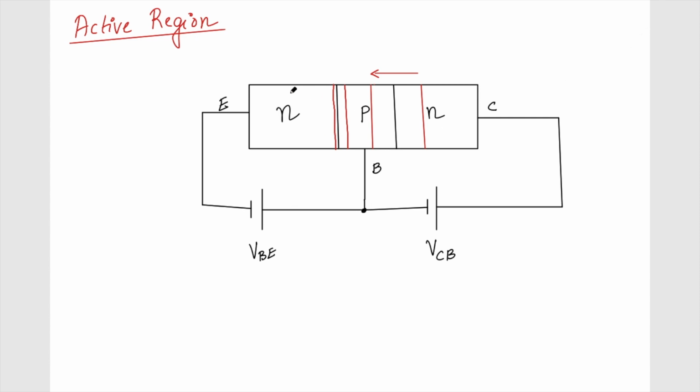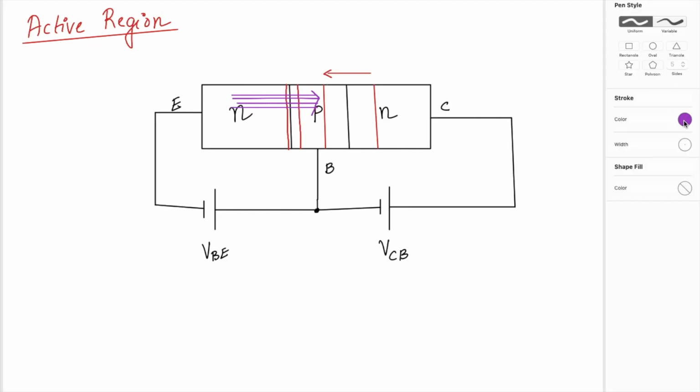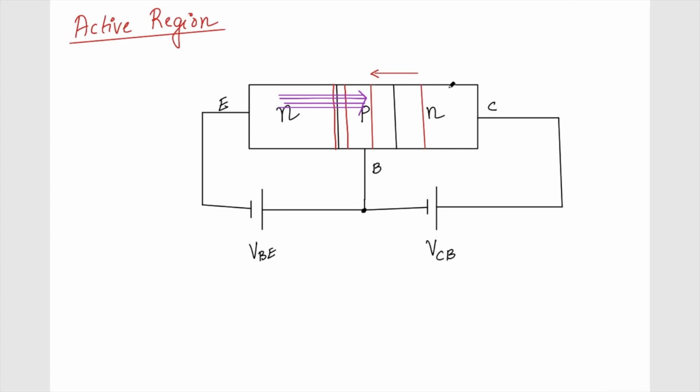So let me represent the flow of the electrons from here to here with this blue color, and I'm showing a thick arrow here showing that a lot of electrons are going from here to here. Whereas if you see, the holes are very few compared to the electrons, so the hole current, because of the diffusion of the holes from here to here due to the reduction of the barrier, will be much smaller. So let me show this one.